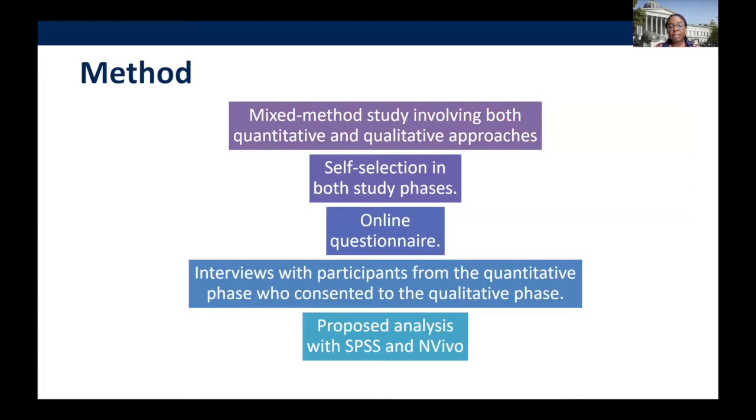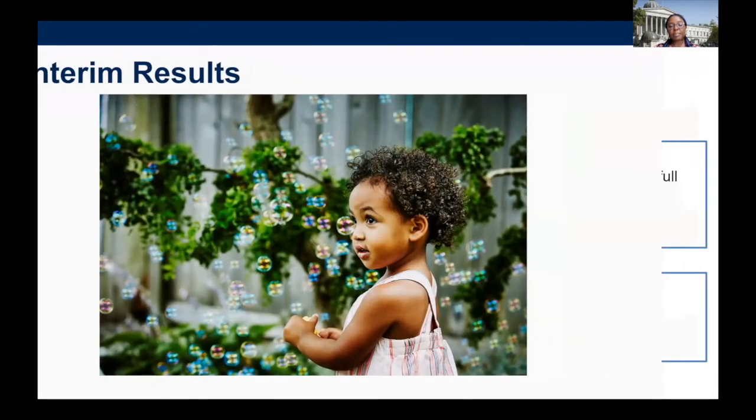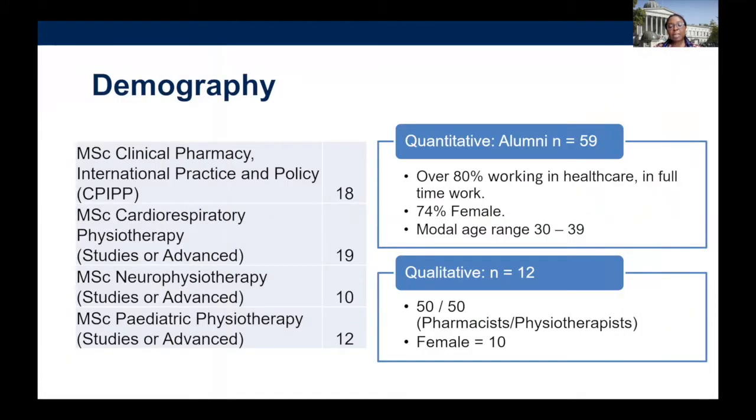The study was a mixed method study, with an online questionnaire through Qualtrics, and one-to-one semi-structured interviews. The study was approved by the UCL Research Ethics Committee. 59 alumni contributed to the quantitative phase and 12 in the qualitative phase. The gender distribution reflects the gender distribution of the studies, so that was not surprising.